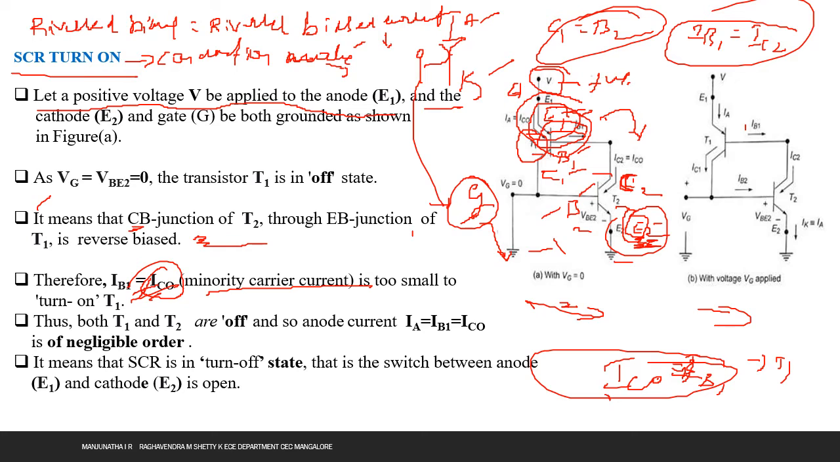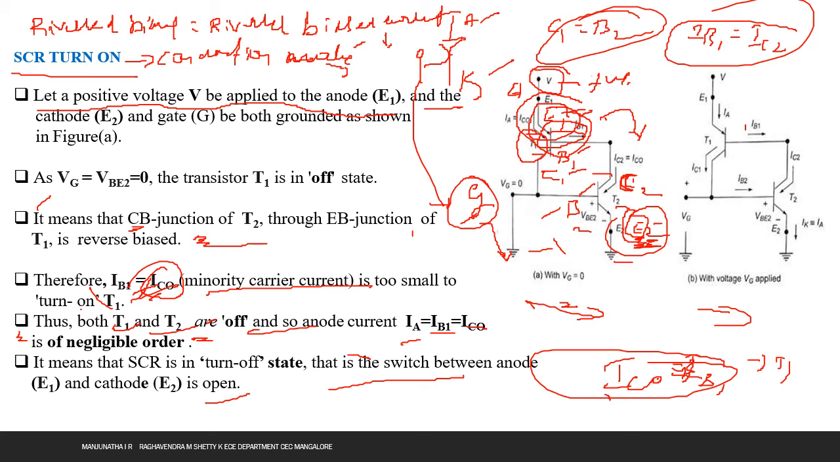So moving on to the next point. Thus both transistor T1 and T2 are turned off. So anode current IA, IB1 and IC0 are of negligible order. It means that the SCR is in the turn off state, and the switch between anode E1 and anode E2 is open.